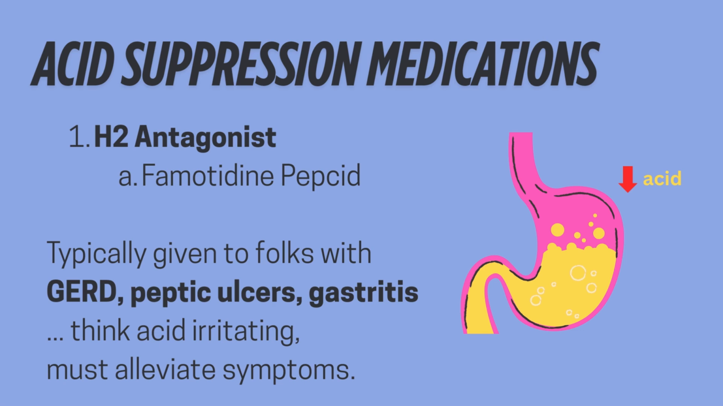It also is going to benefit someone with a peptic ulcer. Let's think about this. Why? Ulcers are irritating. If there's more acid, it's going to be more irritating on the ulcer. So they would benefit from acid suppression medication. Gastritis, inflamed stomach: more acid, more irritation; less acid, less irritation. So acid's irritating, and medications like acid suppression will alleviate their symptoms.